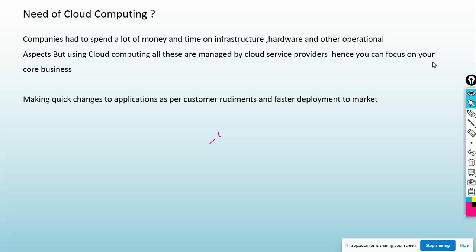So making quick changes to an application as per customer requirement and faster deployment is possible with cloud computing. What I mean to say is, if tomorrow your application is serving 1,000 users, but just imagine tomorrow you need to serve 10,000 users, then you need additional servers. To get additional servers at your premises takes a lot of time. In real time, to get one server into your network, it takes 2 to 3 months. But with the help of cloud computing, you can deploy multiple servers within a fraction of minutes. Okay, so that is one thing.